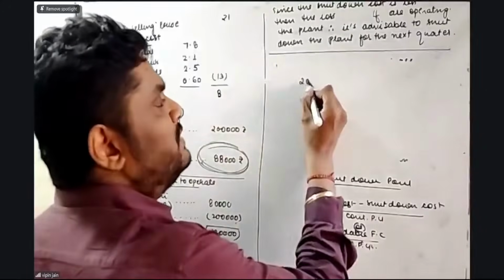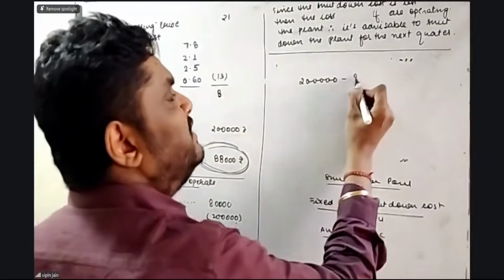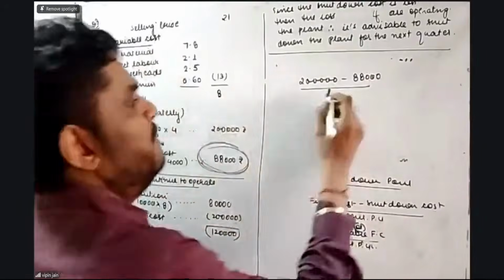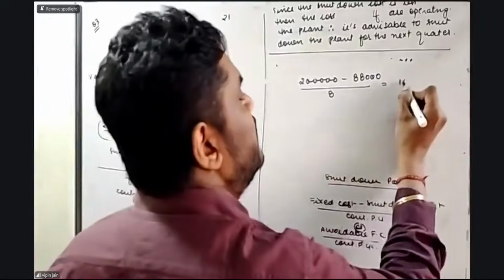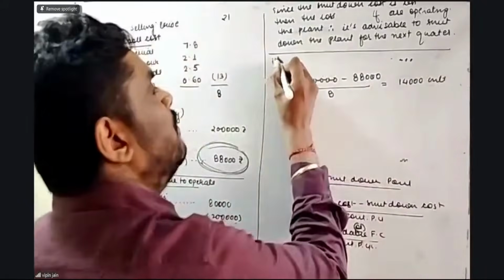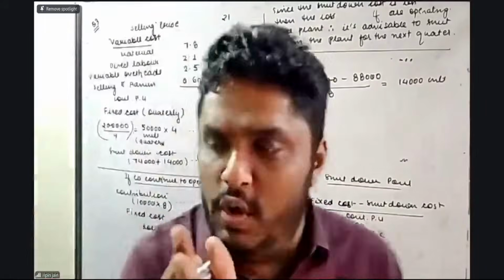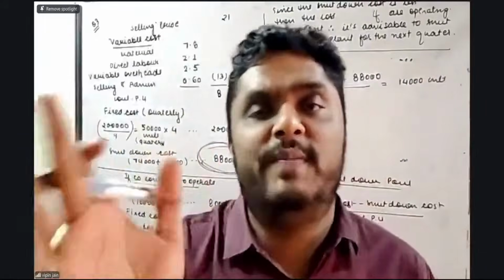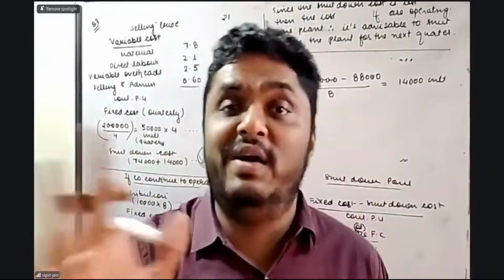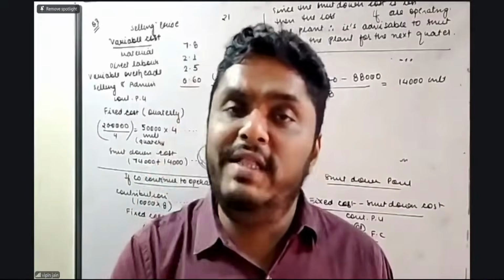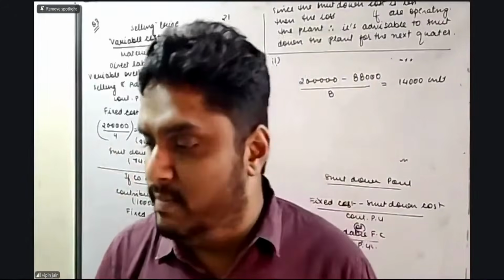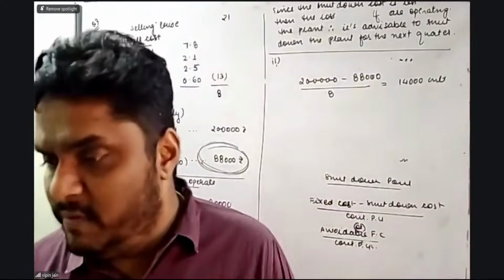That is, my fixed cost is 2 lakh. My shutdown cost is 88,000, divided by my contribution per unit, which is 8. So that is 14,000 units. If the production goes less than 14,000 units, it's better to shut down. If the production goes more than 14,000 units, better to continue. At 14,000 we are indifferent to continue or discontinue, the loss will be the same. So this is the concept of the shutdown point.